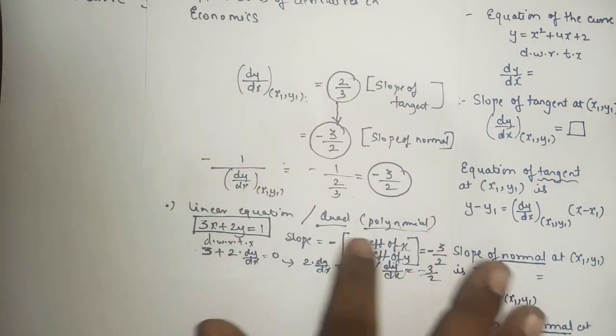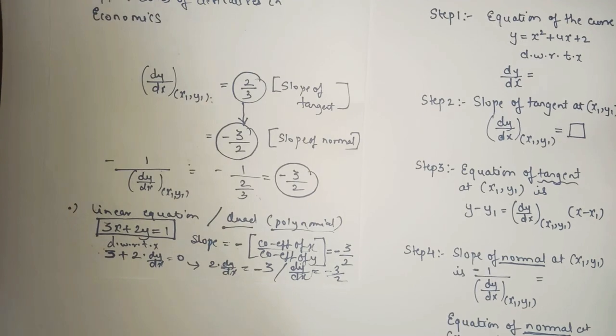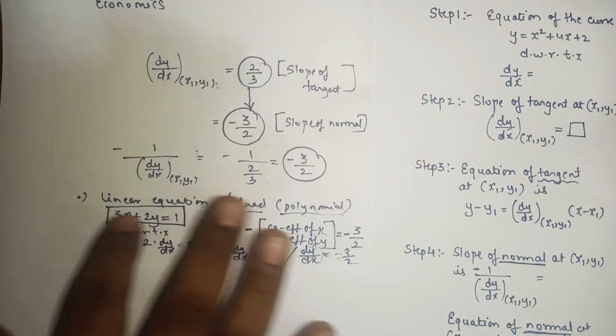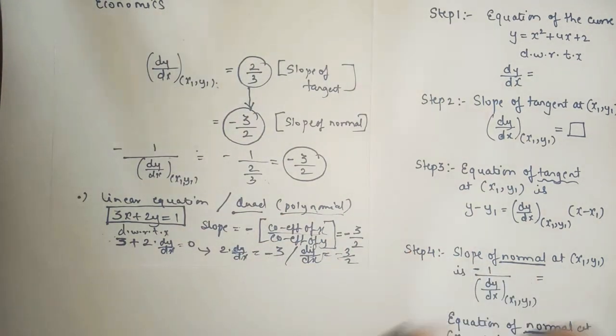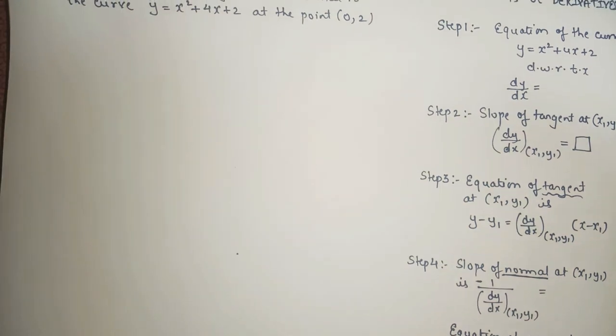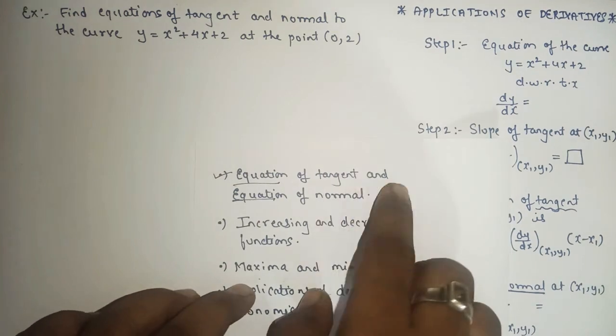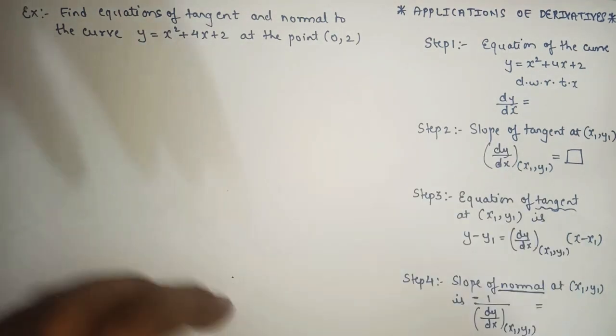Okay, and whenever we have a quadratic and polynomial, take the derivative with respect to x, and whenever we have a linear equation, apply this formula to get the slope directly. I hope you all understood the basic things of this first exercise. Your first exercise is based on what? To find the equation of tangent and equation of normal.